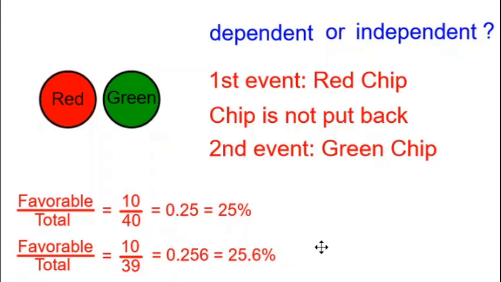And what we can see is this is a dependent situation. Because what happened the first time when we got the red chip affected what would happen the second time. Not because we were missing a red chip, but because we were missing a chip from the total. So if either the numerator or the denominator changes in between the 2 events, it's because they're dependent.